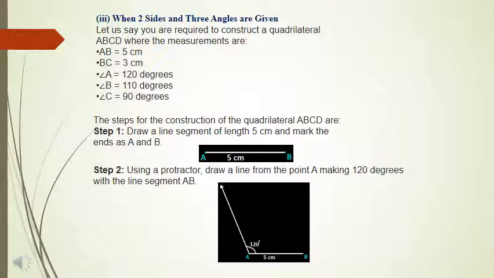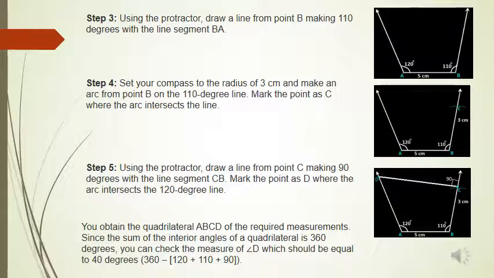Now students, this is another way where we construct a quadrilateral where two sides and three angles are given. For this we use the following steps. In step 1, again we draw one line segment of 5 cm. Then we construct a 120 degree angle using a protractor from point A. In a similar way, you have to make a 110 degree angle using a protractor on line segment BA.